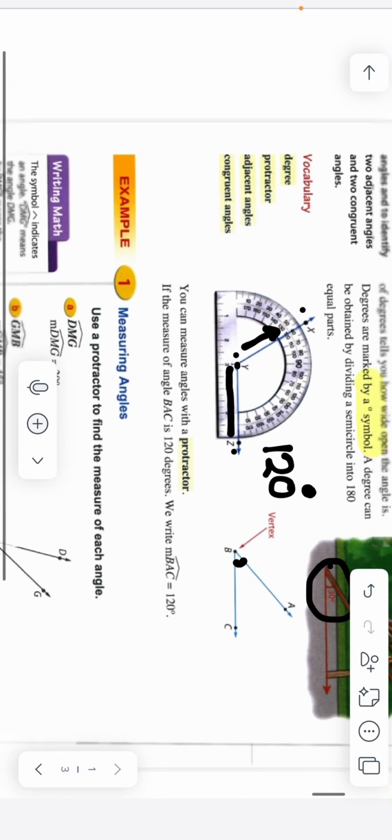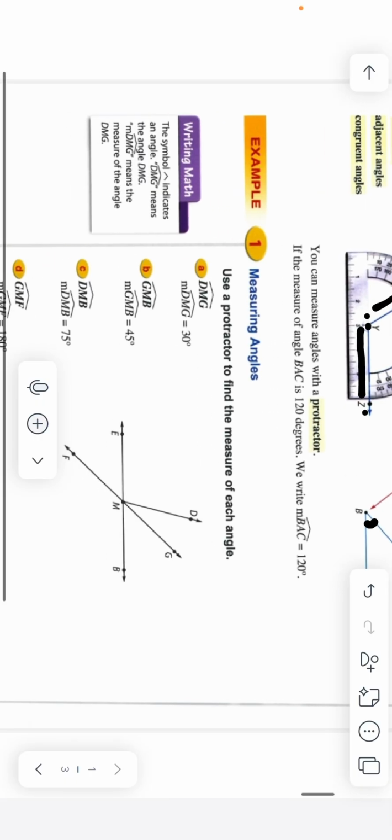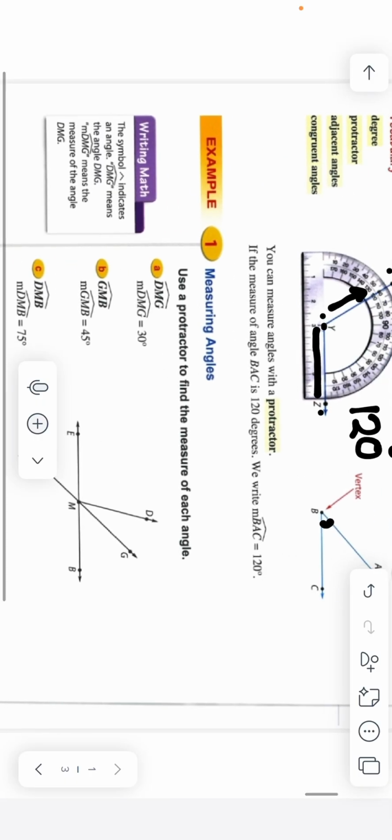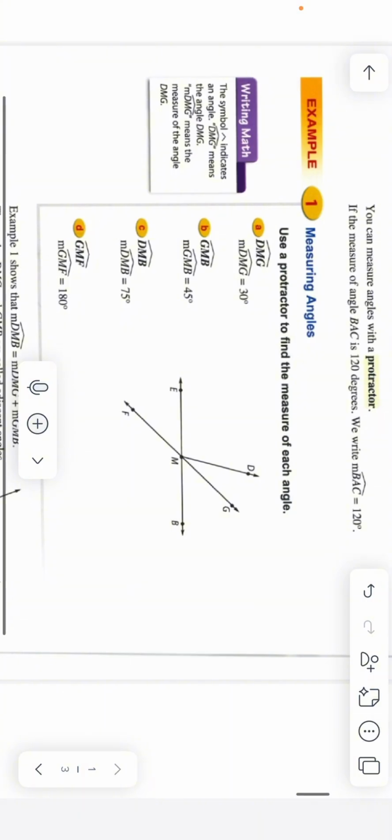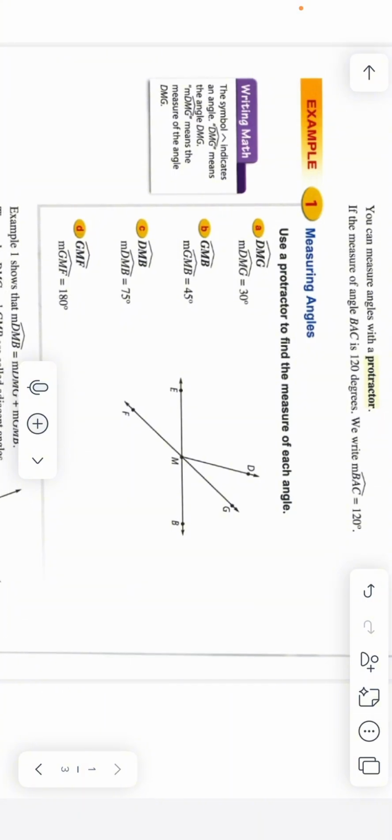So we use a protractor for measuring angles, as you can see written over here. Now look at the first example. It says use a protractor to find the measure of each angle. We put the protractor over the center, like here on the center M. Then we measure. If we look at section A from the first example, DMG. Where is DMG? This is DMG. It means we have to find this angle.